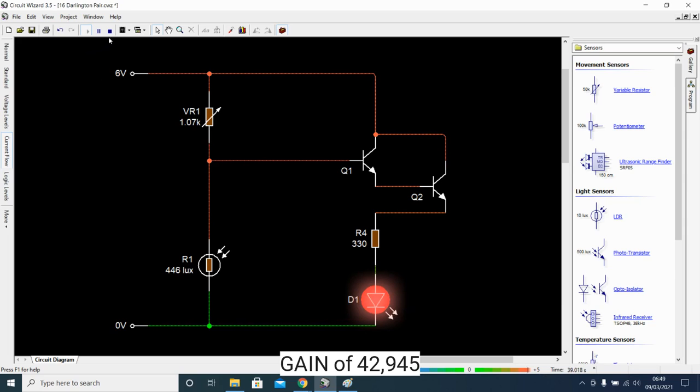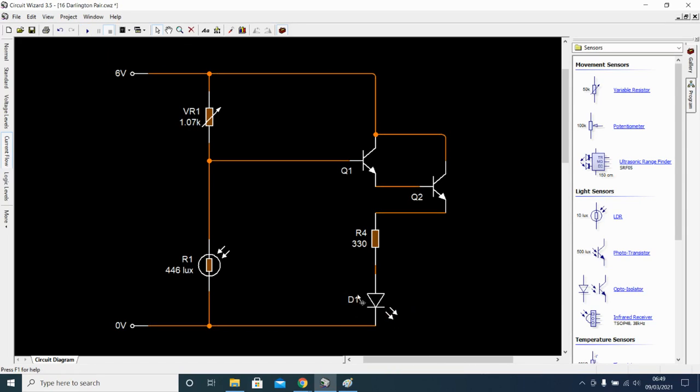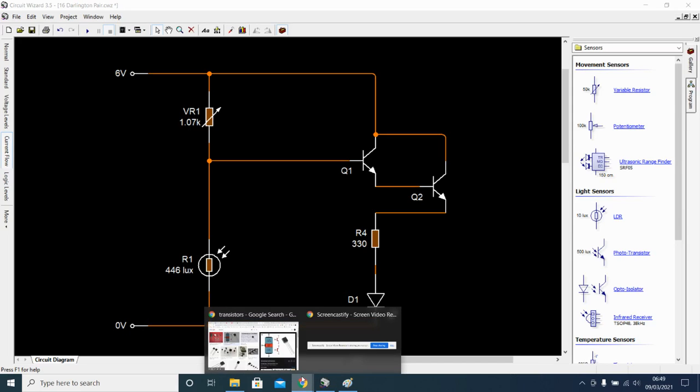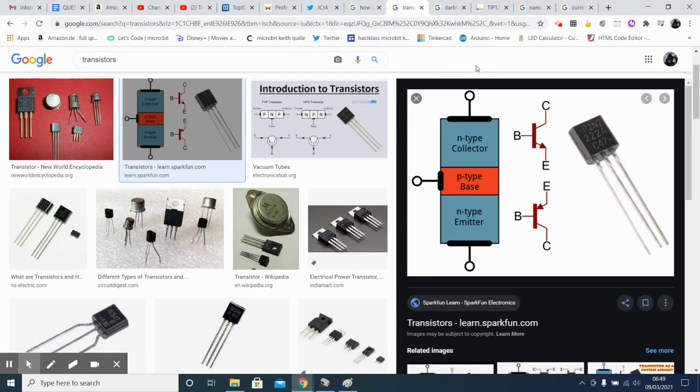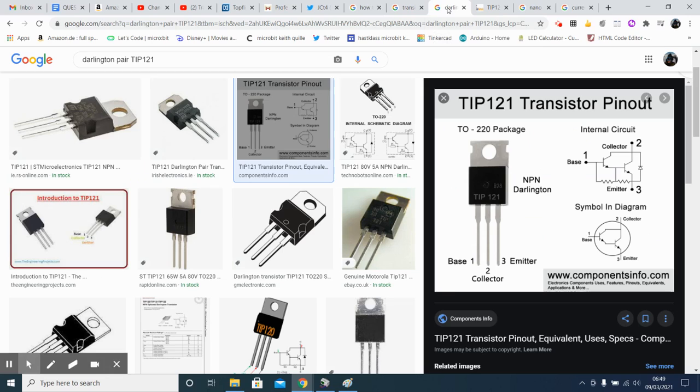This here is called a Darlington pair, and it looks just like a normal transistor. It might come with a little heat sink on it because they get a little bit hot. That'll keep it from overheating. There's our base, collector, and emitter, 3 pins down the bottom here.